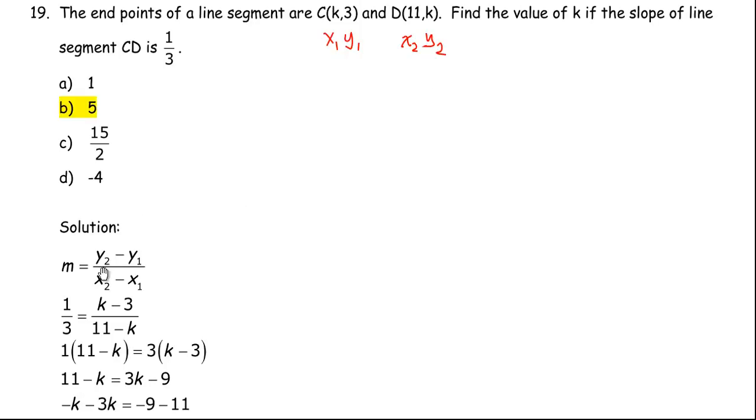So in my slope formula, y2 minus y1, y2 is the k, and y1 is the 3. So k minus 3 in the numerator. x2 minus x1, x2 is the 11, x1 is the k, so 11 minus k in the denominator. And we're told the slope is 1/3, so 1/3 goes in place of m.